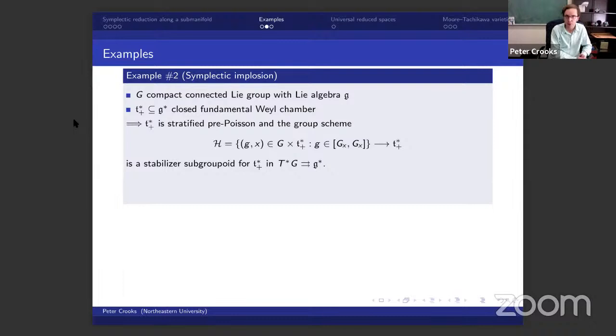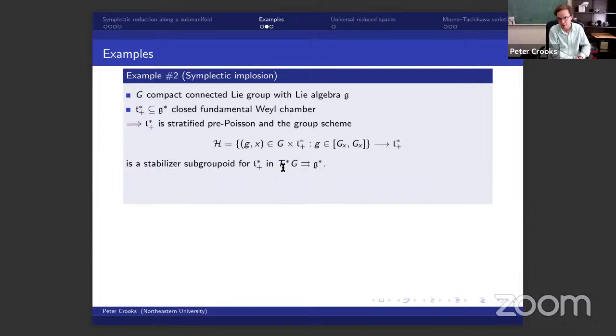And what would be a stabilizer subgroupoid for that? Well, it's a group scheme sitting over the closed fundamental Weyl chamber. And the fiber of that group scheme over a point is just going to be exactly the derived centralizer of that point under the coadjoint action. And this will be a stabilizer subgroupoid for this closed fundamental Weyl chamber inside the cotangent groupoid, where again, I'm thinking of this as a subgroupoid by left trivializing the cotangent bundle.